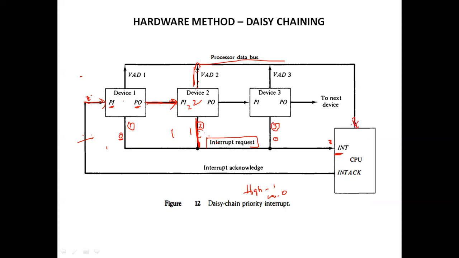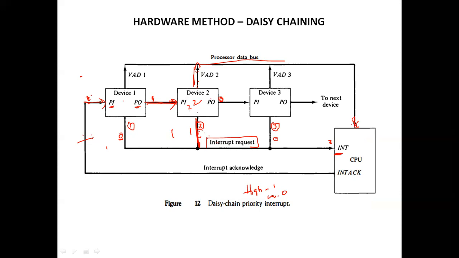The device consumes the acknowledgement signal and blocks its further use by placing 0 at PO. So here P out is going to place 0. 0 in the sense it will not transfer to the another one. Here P naught will send one signal. Why? Because this device has not attempted an interrupt. So that's why it is going to send the 1 signal as the output, and this is given to the device 2.